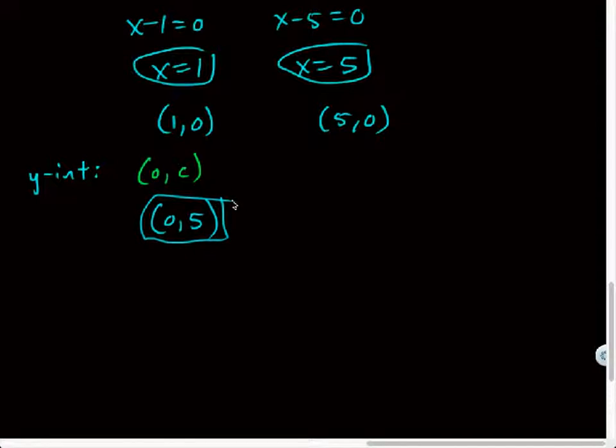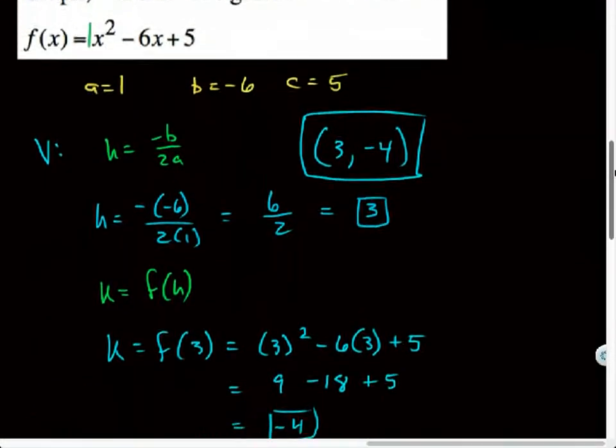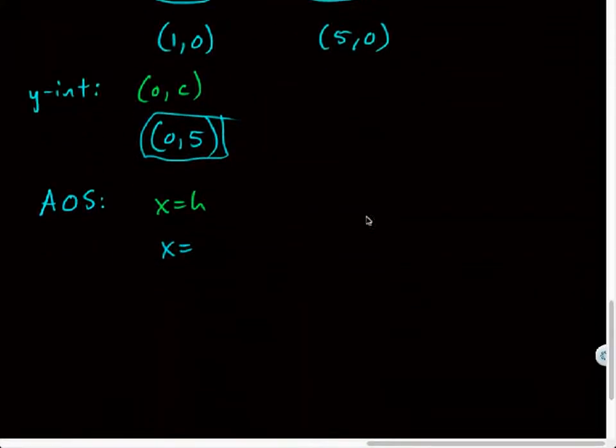Let's see, what else do I need to know? What was the order of things? Then I have the axis of symmetry, which I'll just abbreviate as AOS. Axis of symmetry is going to be x equals h, according to our formula. So that's x equals what number? 3. H was the x-coordinate of our vertex. All right, how about which way does this open?